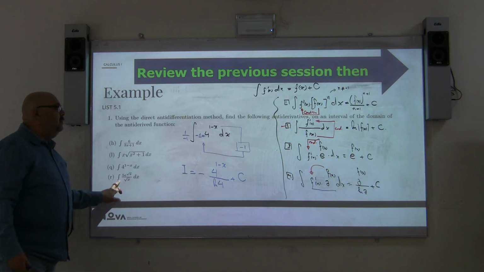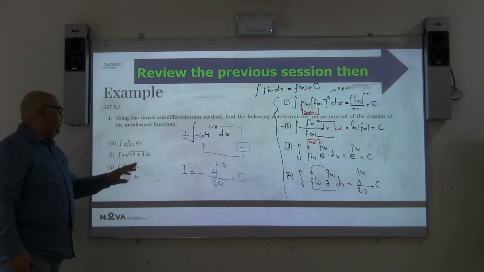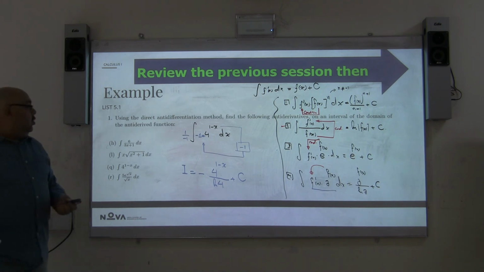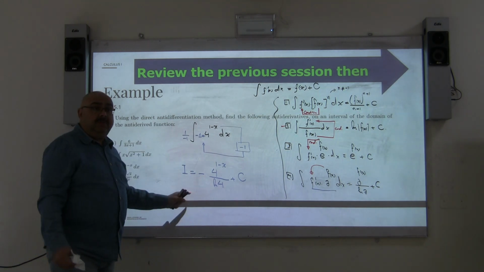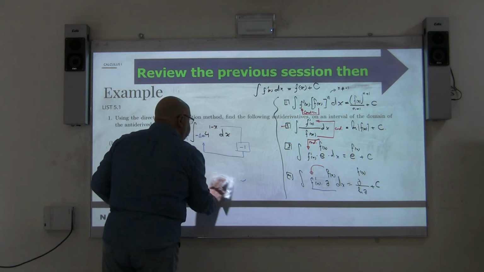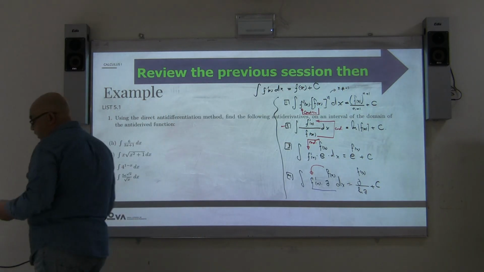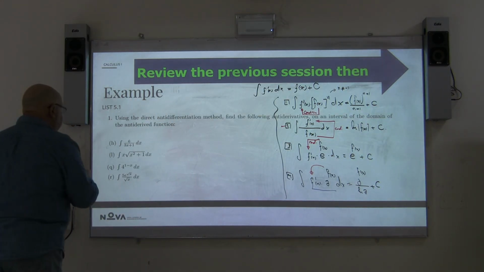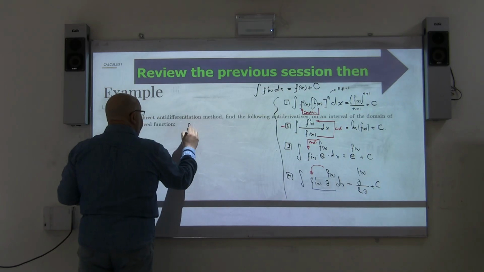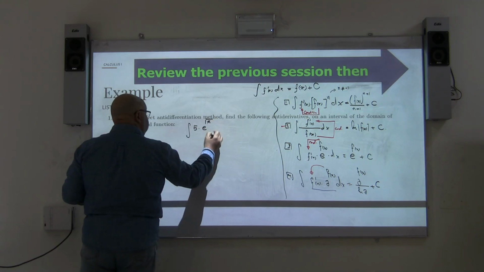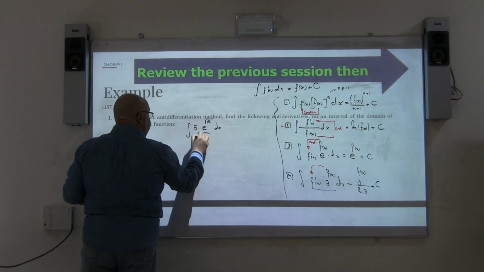Let's look at problem number R, which is very close to this one. Let's look at this problem. Okay, so any questions in this problem? Okay, very good. Let's do the last problem in this slide. The last problem states that I want to integrate, as you can see, 5 times e to the power of root of x dx, and it is divided by root of x.